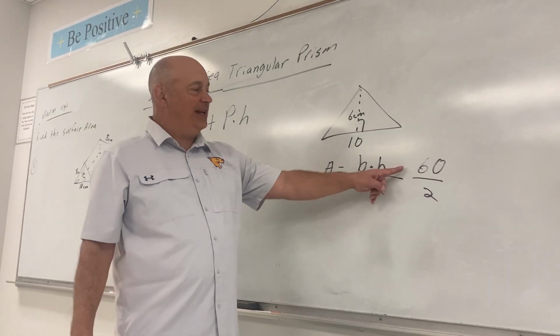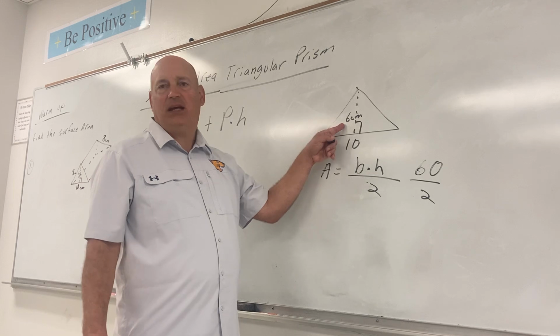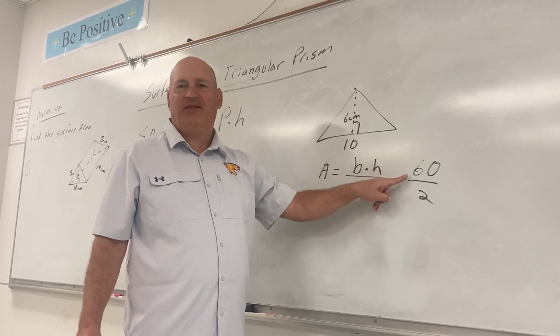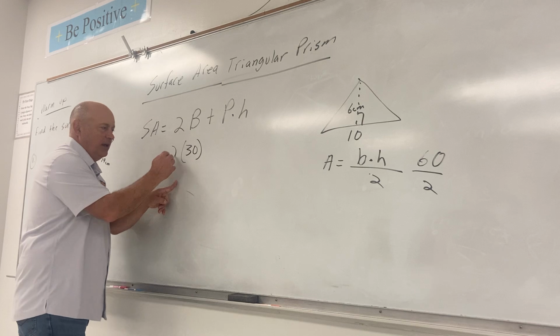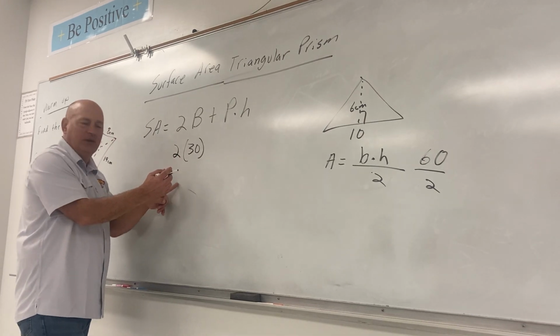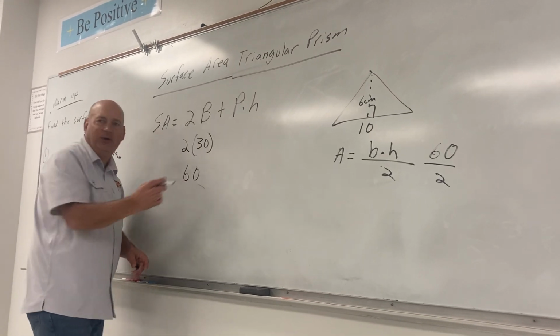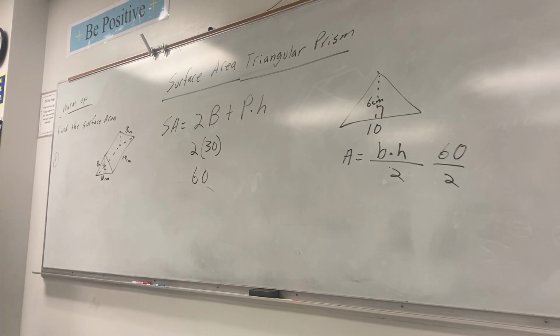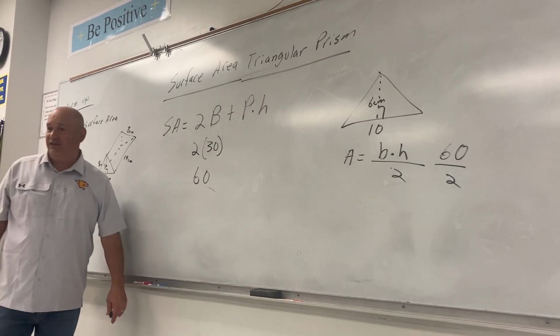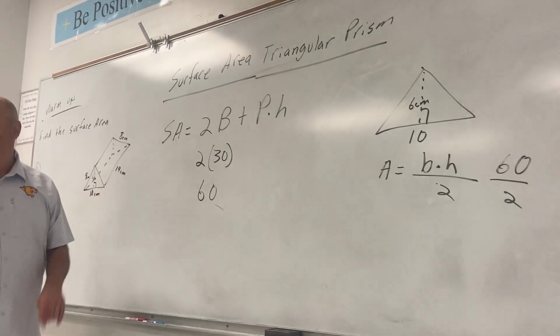Yes, sir. He said, hey coach, 10 times 6 is 60. Then I have to divide 60 by 2 to get 30. And then what do I immediately do again? 30 times 2 is 60, right back where we started. Are y'all with me? Yes, sir. Okay, if you understand it, fine. If not, just do it.